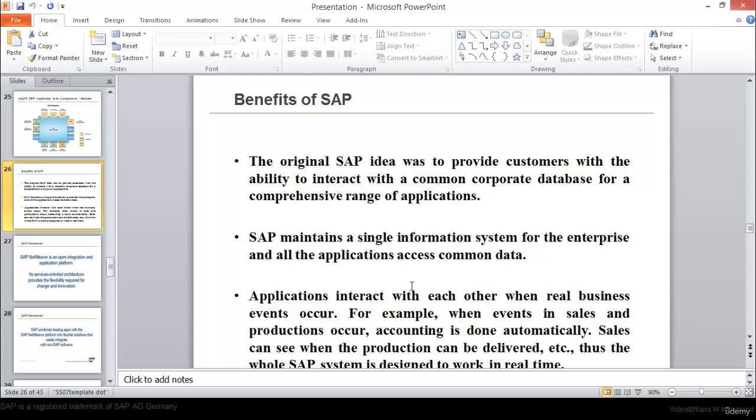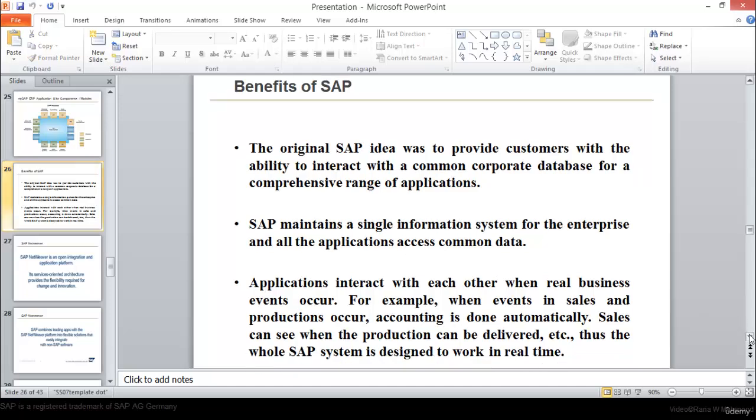The third is that applications interact with each other when real business events occur. For example, when events in sales and production occur, accounting is done automatically. If you were hiring 10 people to do one job, now you have to hire only one person because it's an ERP system, it's automatic. Everything is automated. You have sold something, my balance sheet will be updated automatically. So that's the original idea. Sales can see when the production can be delivered. Thus, the whole SAP system is designed to work in real time.